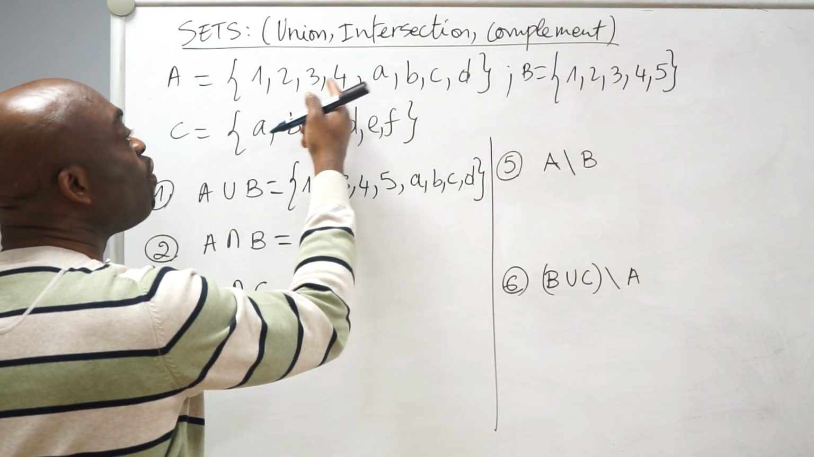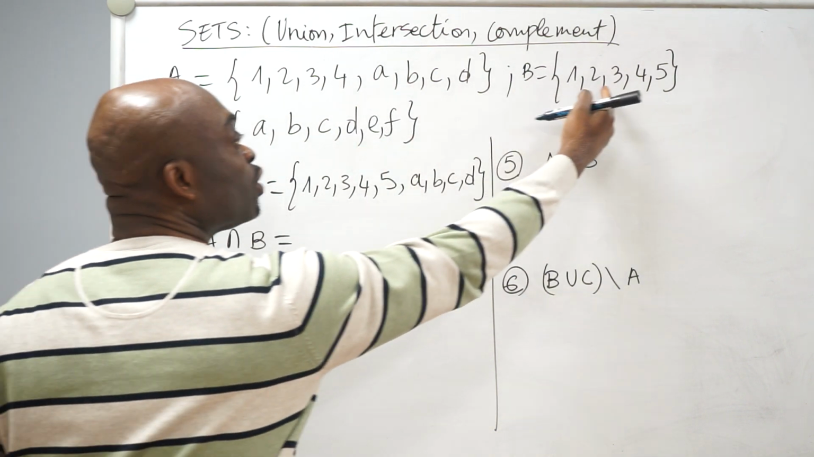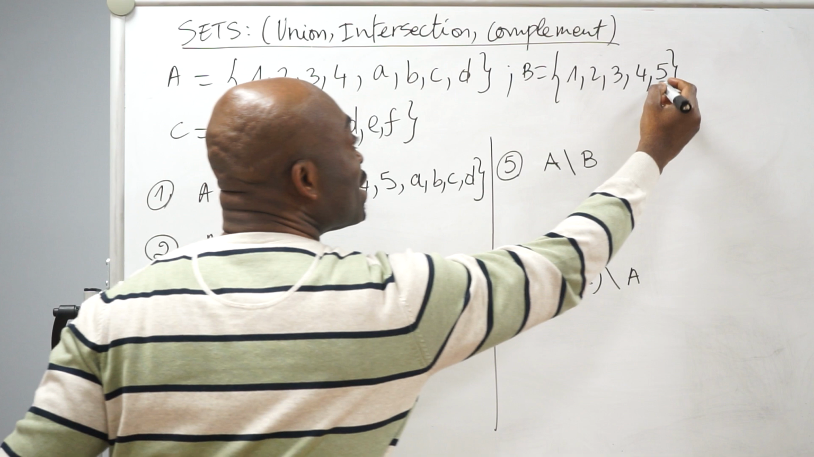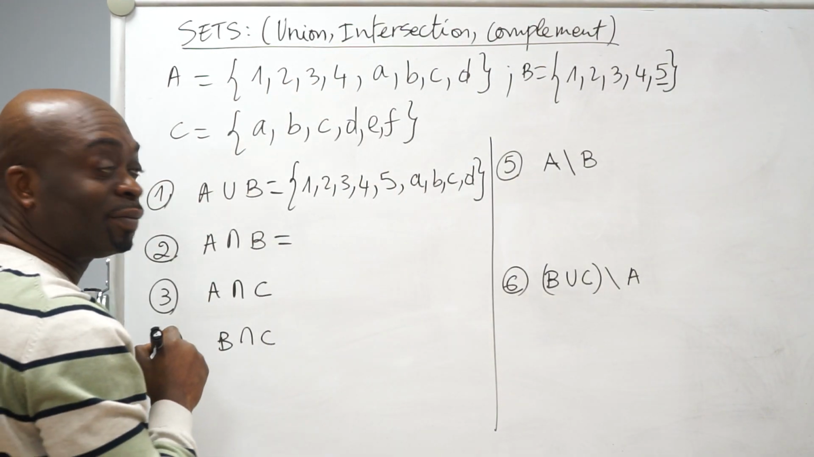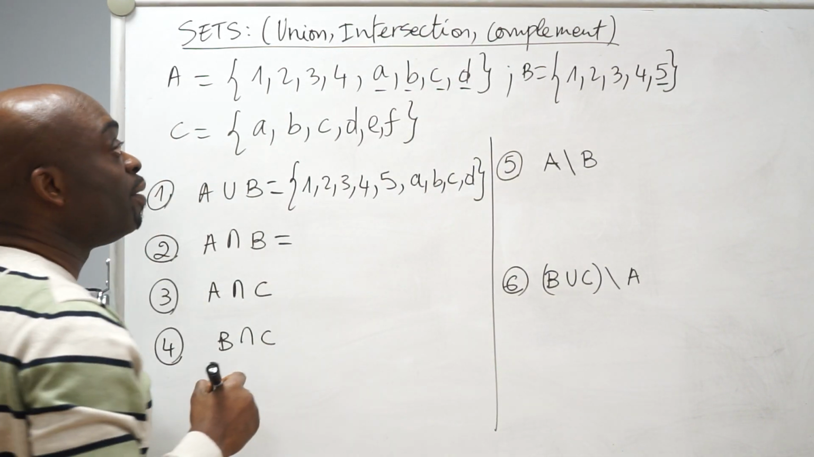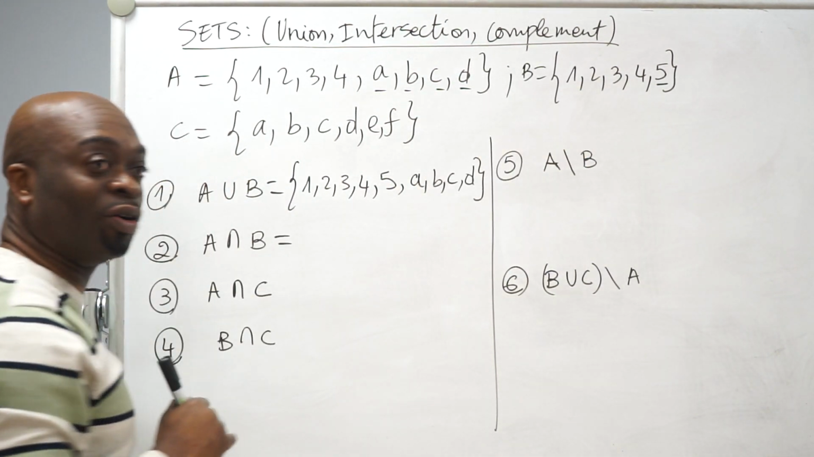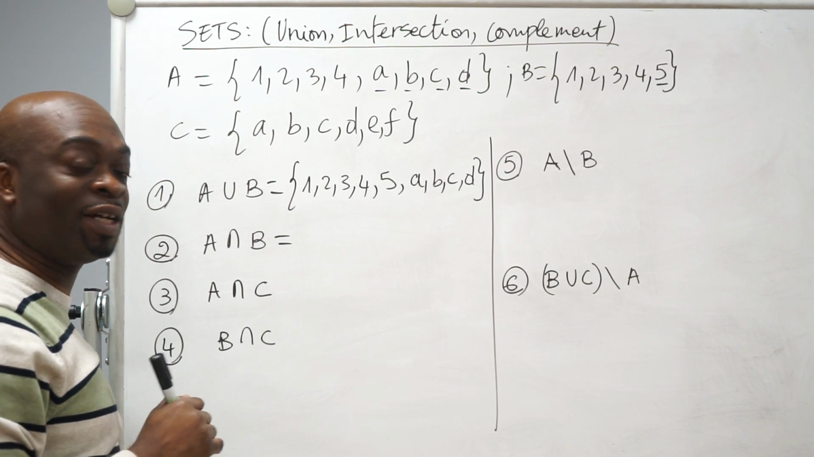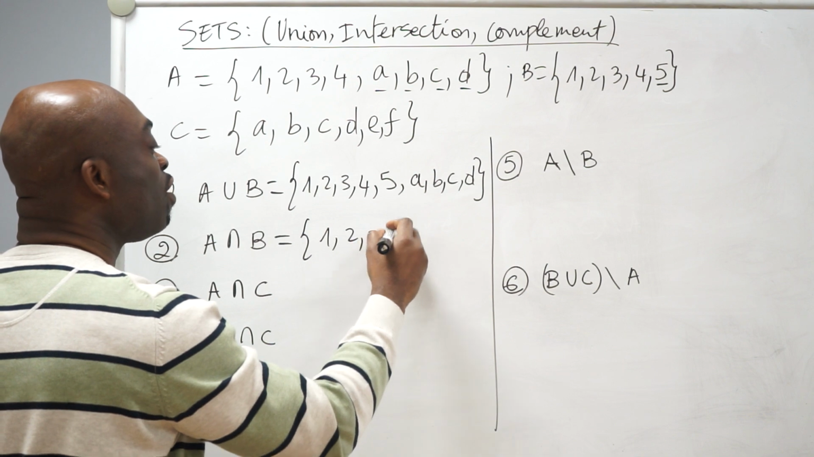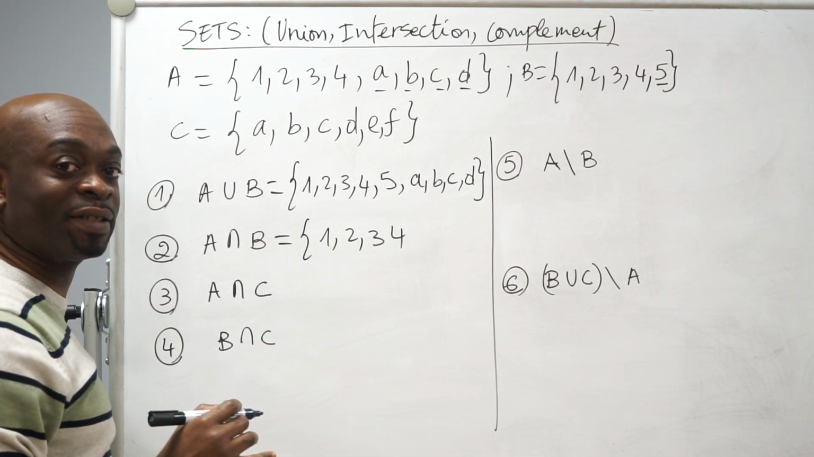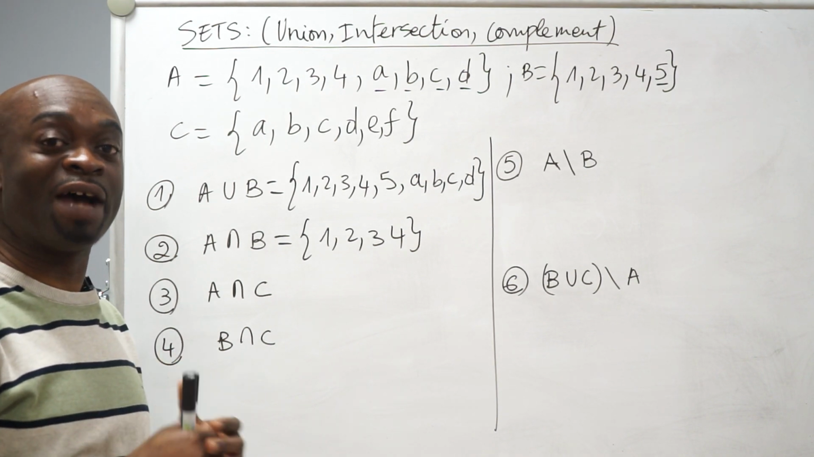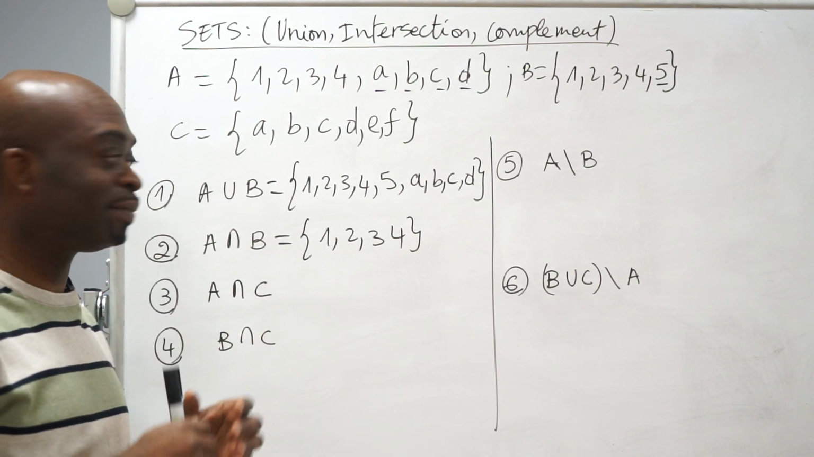1, 2, 3, 4. 1, 2, 3, 4. There is a 5 here, but no 5 here. There is A, B, C, D here. Okay? But we do not have A, B, C, D on the other side. Everybody see? Everybody following? So what do they have in common? So they have in common 1, 2, 3, 4. And that's it. What they have in common. The same thing. All right?